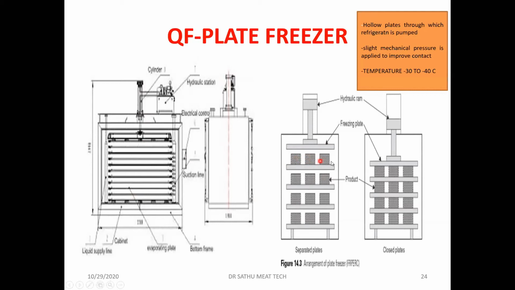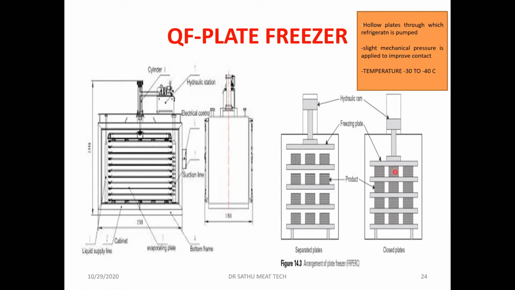And there will be a slight mechanical pressure. So there will be a hydraulic ram, which will be pushing the plates. It will be applied here. You can see this is after keeping the food. Then the plate is pressed. Slight mechanical pressure is applied to improve the contact, so the exchange of heat will be faster.